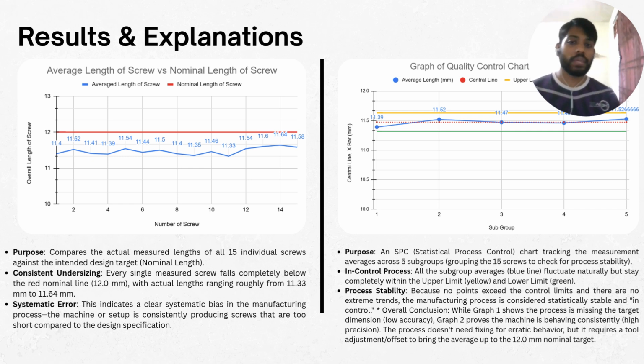So from this data, we can understand the 15 sample screws against the intended design target. And every single measured screw actually falls completely below the nominal line of 12 mm. And this is purely because of the systematic error of machining, which indicates that the machine or setup is constantly producing screws that are too short compared to the design specifications. But now let's take a look at whether or not it's acceptable in terms of SPC.